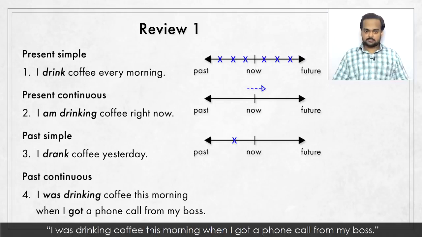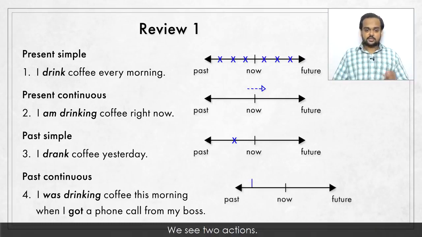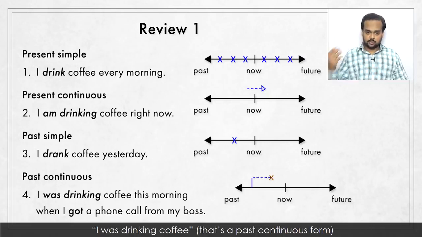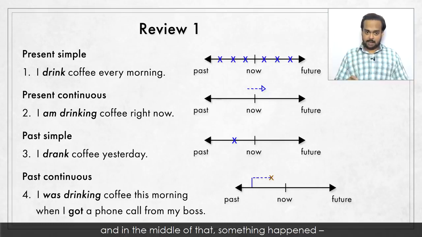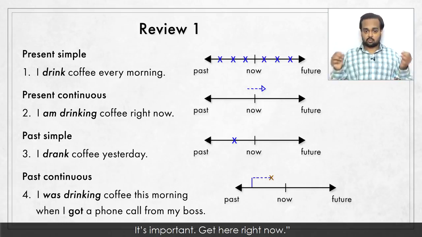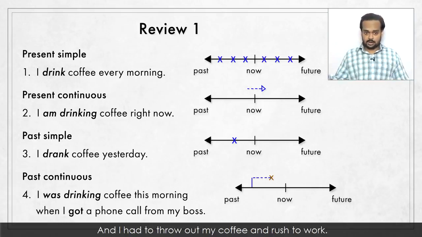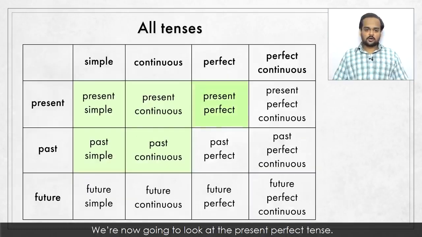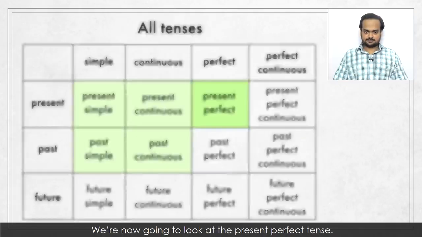And in the last sentence, I was drinking coffee this morning when I got a phone call from my boss. We see 2 actions. One is an unfinished continuous action. I was drinking coffee. That's a past continuous form. And in the middle of that, something happened. I got a phone call from my boss. That is a past simple tense form. So my boss said, we need you at the office. It's important. Get here right now. And I had to throw out my coffee and rush to work. Anyway, let's move on. We're now going to look at the present perfect tense.